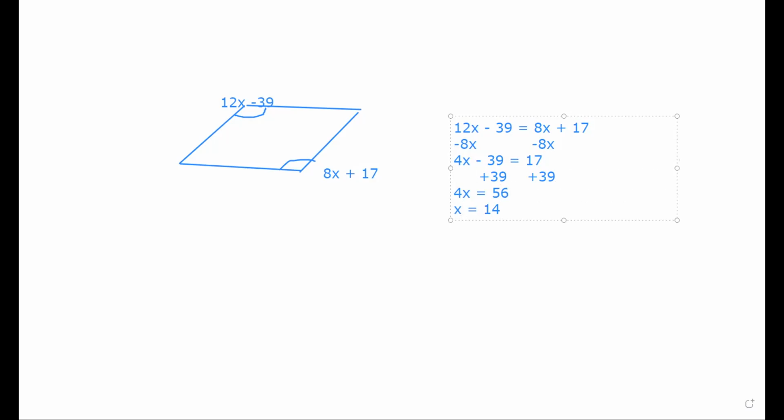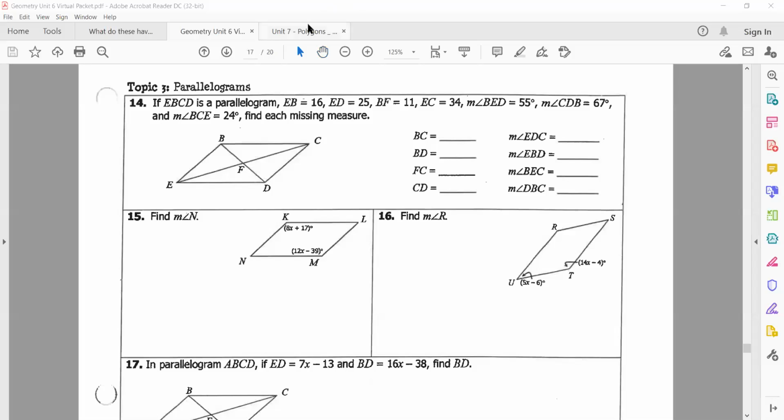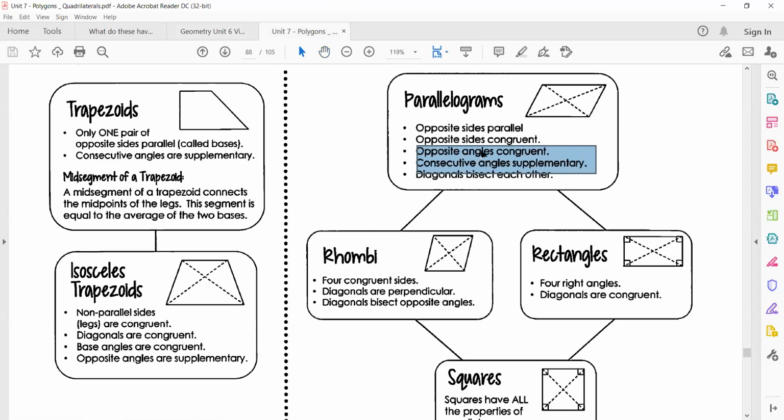X equals 14. Okay, so the problem's asking me how much this angle here is. It's angle N. How do I figure that out now that I know what X is? Well, we use one property of parallelograms: opposite angles are congruent.